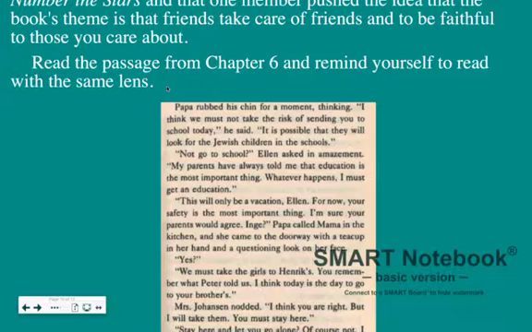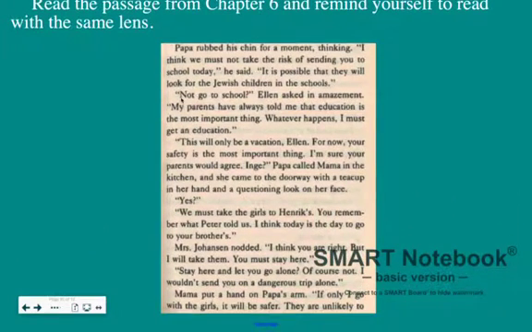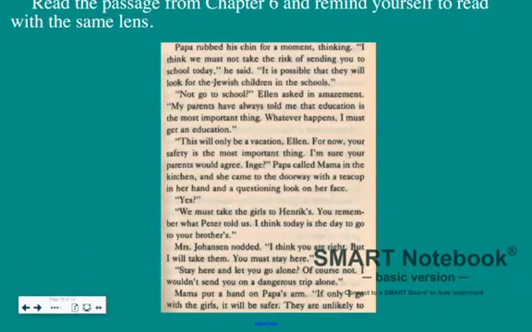So we're going to think about friends taking care of friends, and we're going to read this passage, all right? We're going to try to think about it with the same lens.